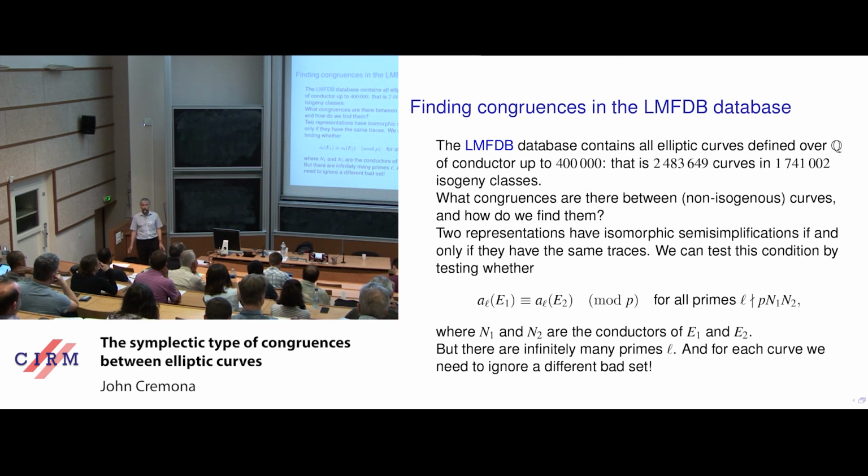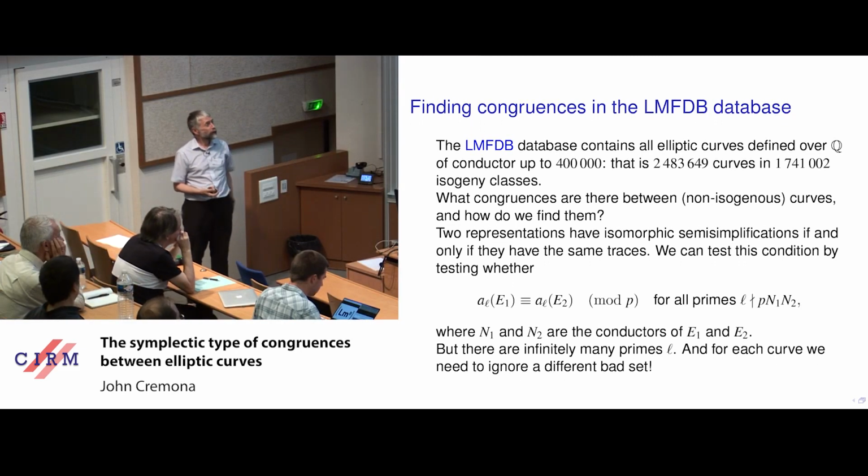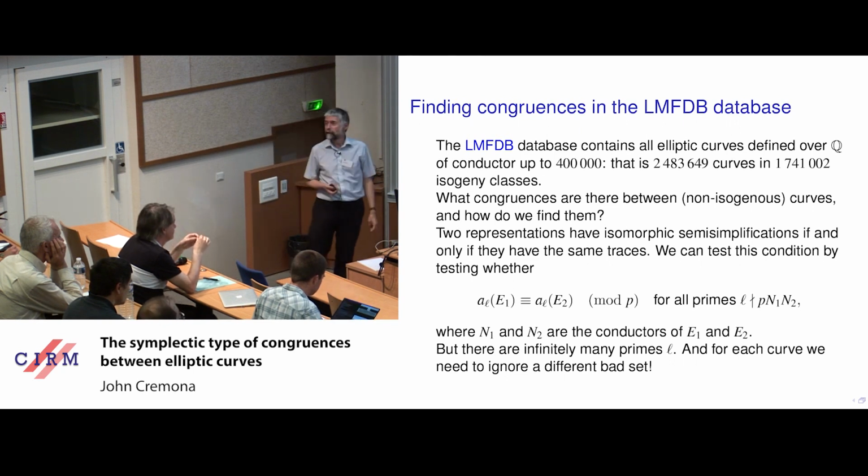So one thing we don't want to do is look at all pairs of curves and say, are they congruent and modulo what? Because 1.75 million choose 2 is too big. So we want to do something else. We only want to find congruences between non-isogenous curves, so we'll start out by picking one in every isogeny class. And we're going to start out by comparing the traces of the representation.